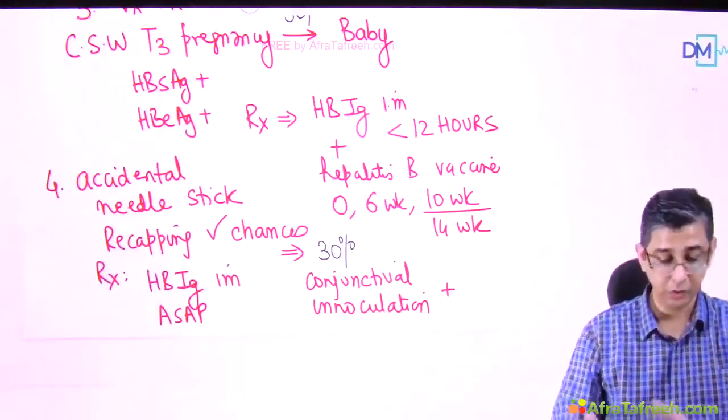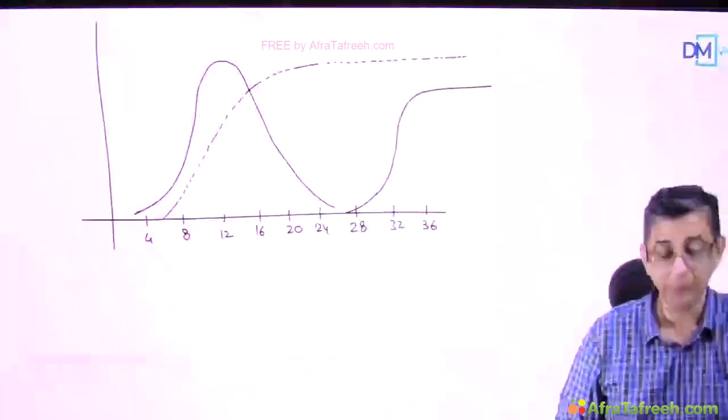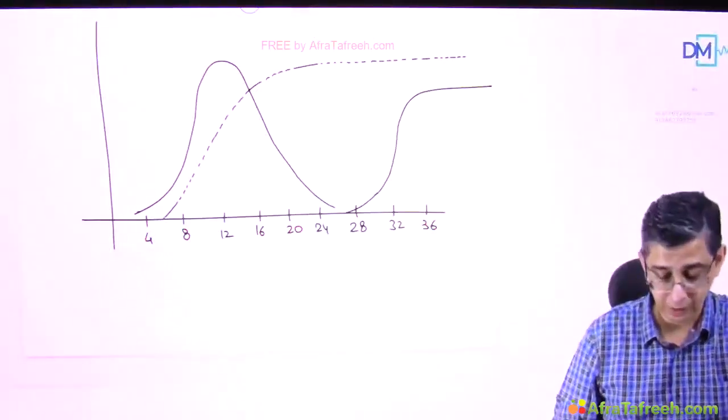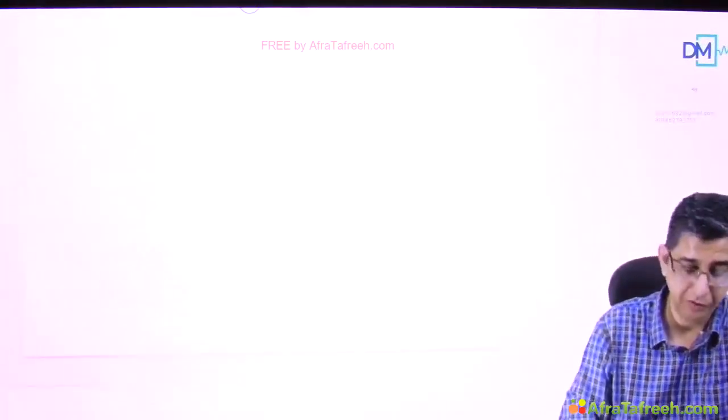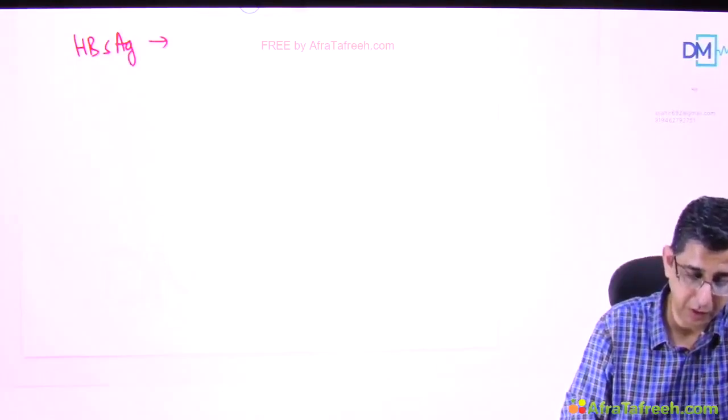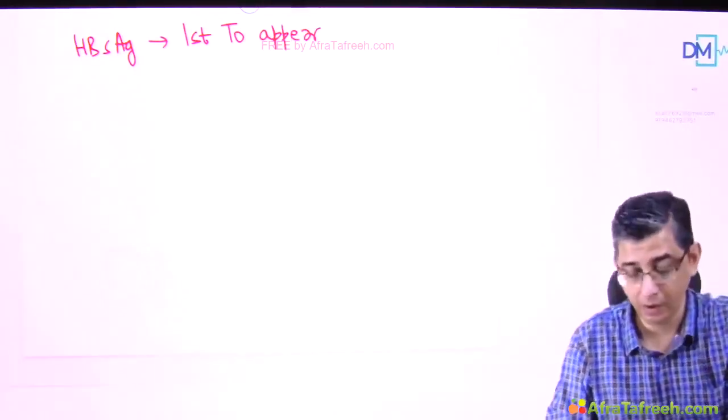Now once we know about the routes of transmission, we will discuss how the virus will manifest in the patient, and what antigens will appear. The first antigen to appear in the blood is surface antigen. If the question says earliest serological evidence of hepatitis B infection, the answer is hepatitis B surface antigen.